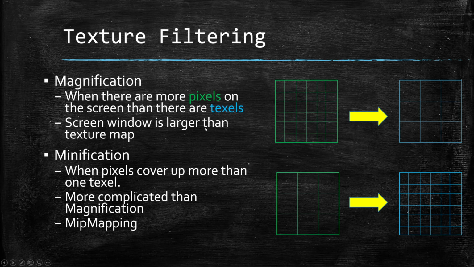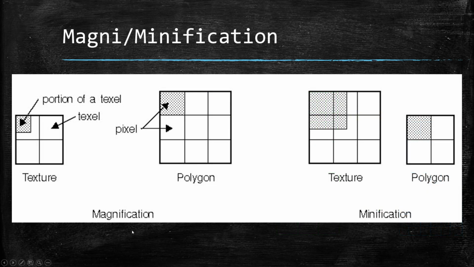Now, sometimes when there are more pixels, they cover up more than one texel. So this is a little bit more complicated. And so in order to do it, we don't do the opposite of magnification. What we do is something called MIP mapping. And MIP mapping is a little bit of a different process. Let me see if I can describe this a little bit better.